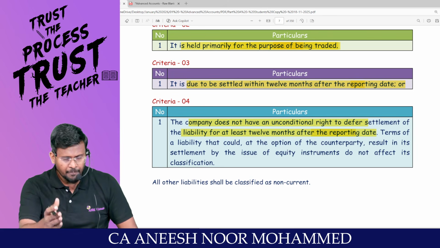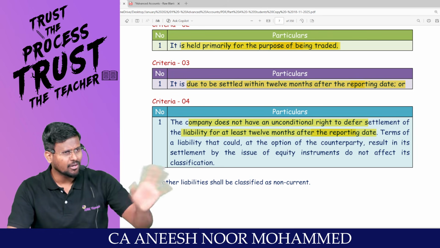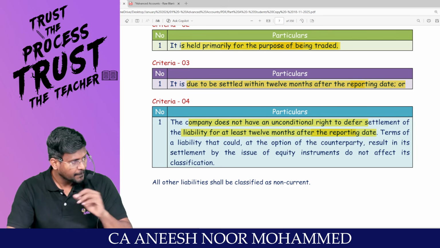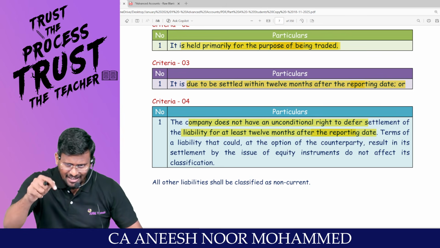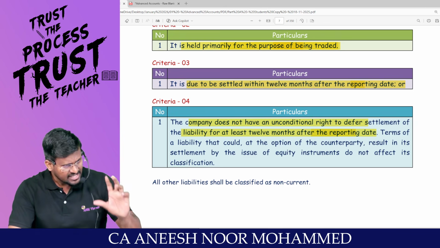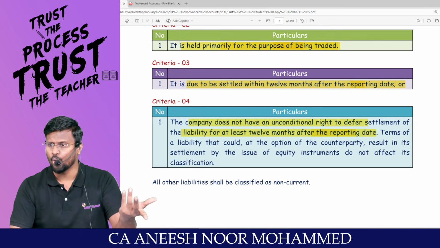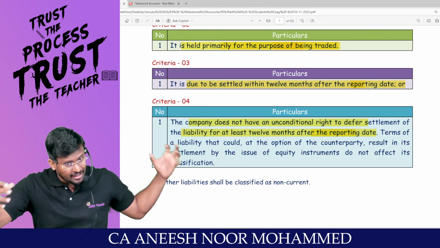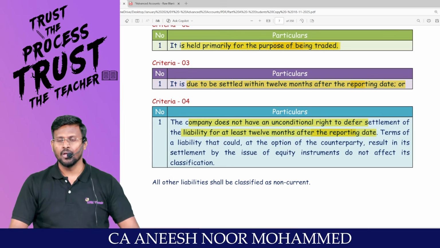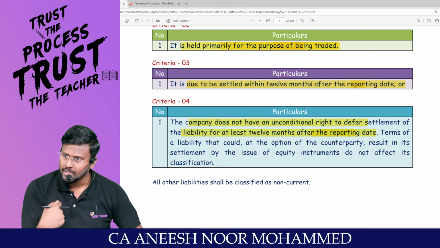Sir, dividend, on 31st of March, they will not declare the dividend. Only in AGM, they will be declaring it. Once they declare the dividend in AGM, is there any statutory date for payment of dividend? No. But there is no end date also. For that reason, I can't defer that to more than 1 year. Before completion of the next year, I have to pay the dividend.